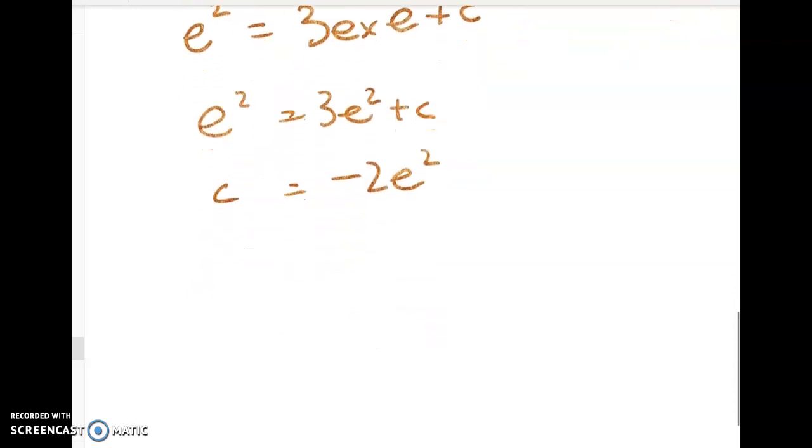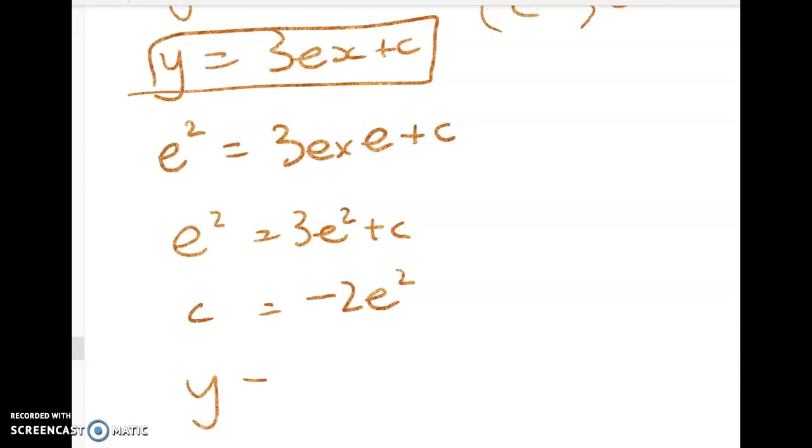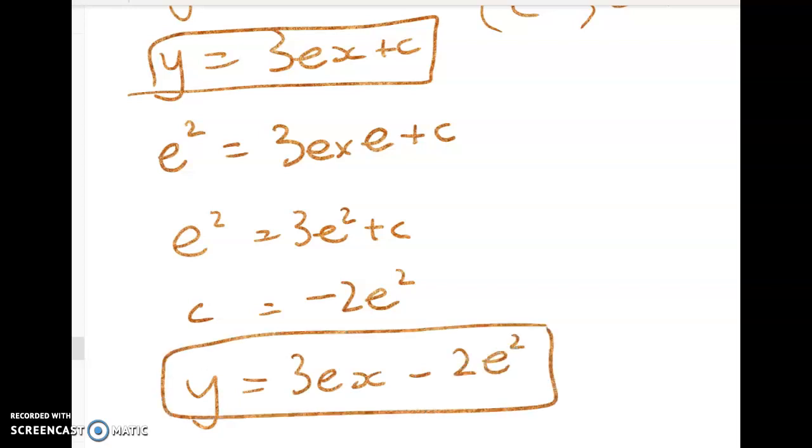Lots of students like this version, but lots of other students like the other one. So it's really up to you. And it's a good idea to make sure you can do both of those. So in this case, we get 3ex minus 2e squared, whichever way we do that.